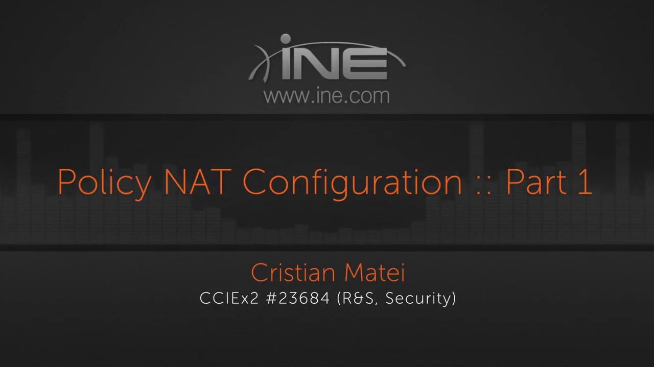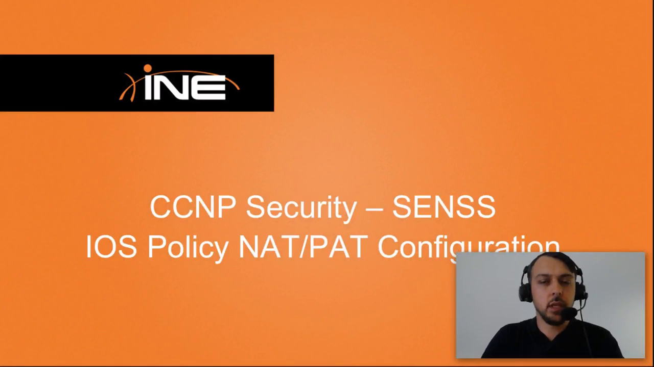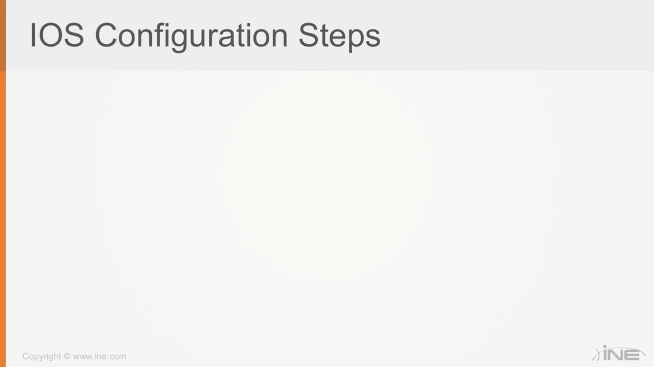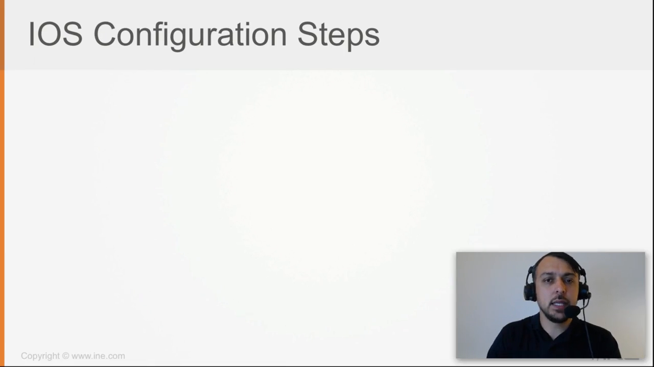Okay, so the first topic today is going to be finishing NAT on the iOS, which is the policy NAT configuration. We've spoken about what NAT is, and now about the configuration steps of policy NAT. We're going to be able to configure either policy dynamic and static NAT, or policy dynamic and static PAT. From the point of view of what policy NAT means, it's the same thing, but from the configuration point of view, there is a difference.